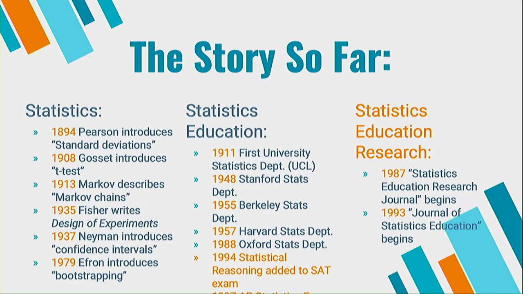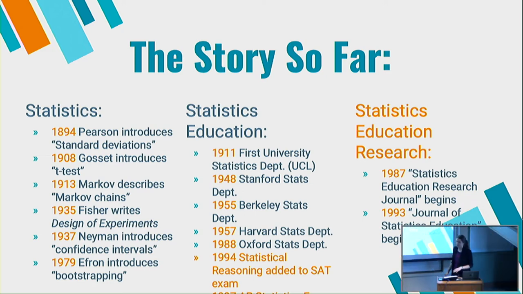Oh, we've got a little bit of a cutoff here, so I can read it out here. In 1994, somewhat significant, statistical reasoning as a skill is now required in the SAT exam. And 1996 is when we first see AP statistics, and it's grown enormously since then. But yes, very recent. And then statistics education research, that's like just barely got off the ground.